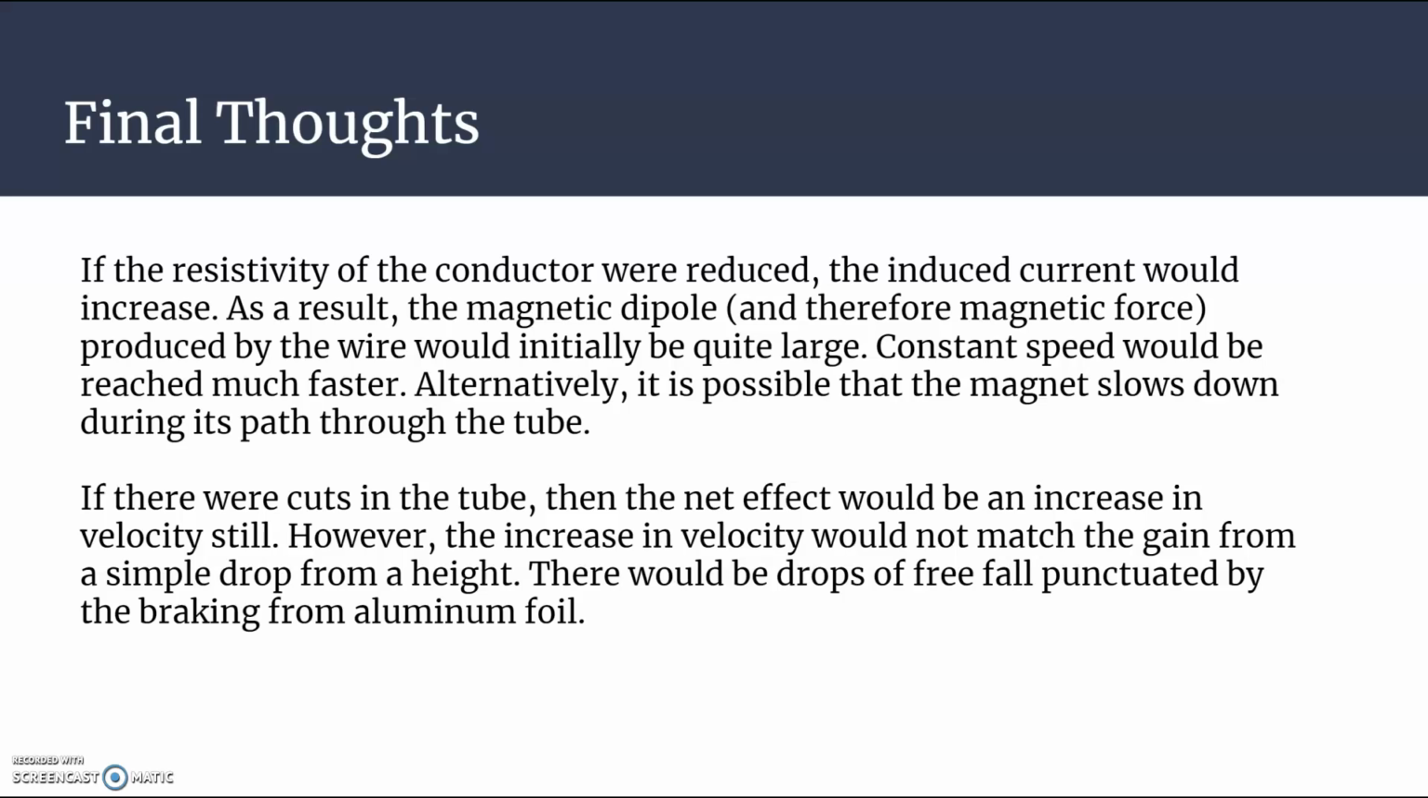Alternatively, it is also possible that the magnet would actually slow down during its path in the tube, with Fnet less than 0. If there were cuts in the tube, the net effect would be an increase in velocity still. However, the increase in velocity would not match the gain from a simple drop from a height without a tube. There would be drops of free fall punctuated by the braking from the aluminum foil.